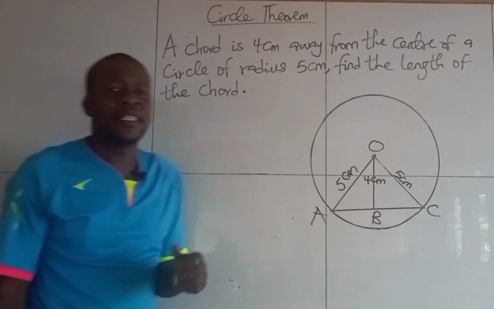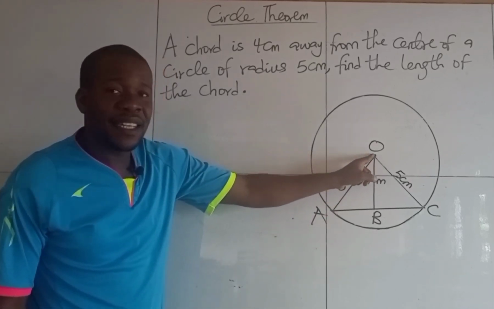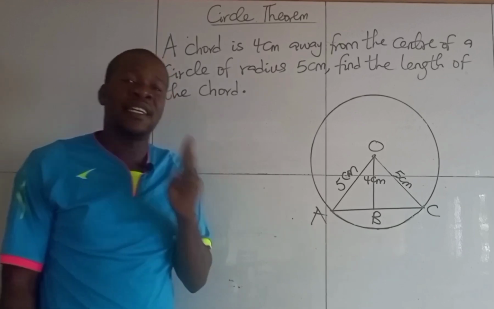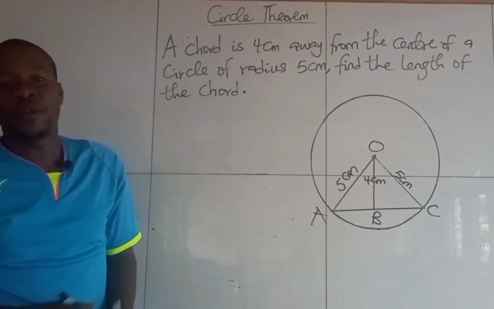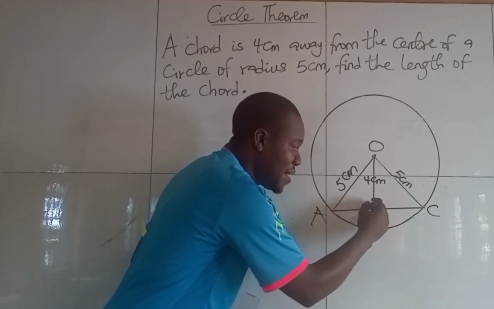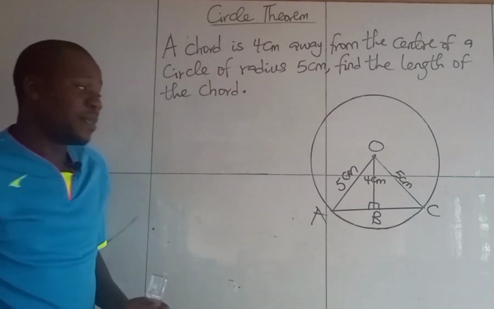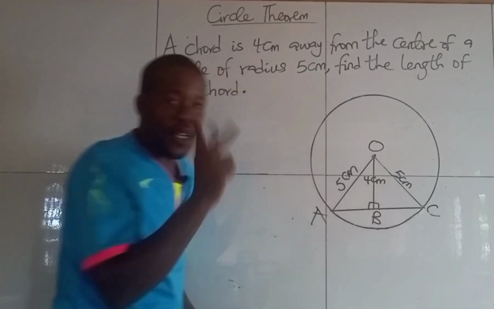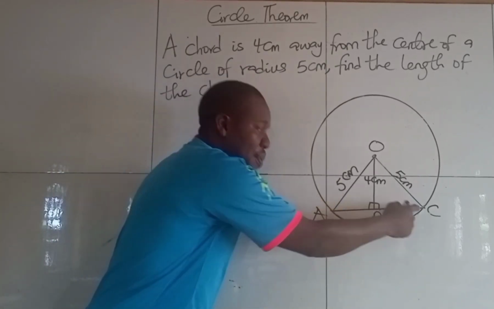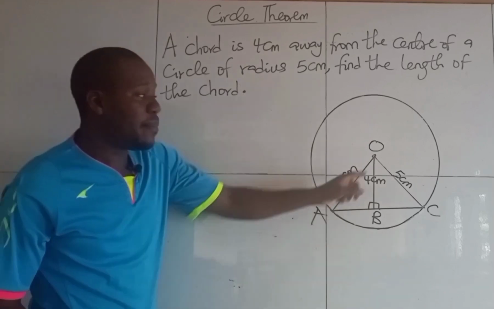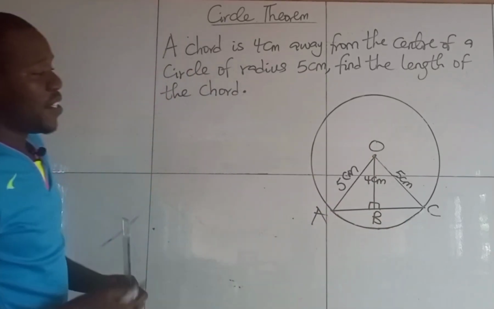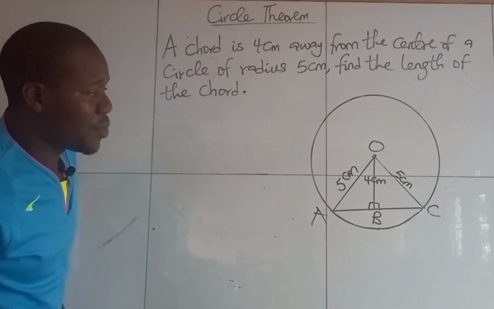But notice something. There is a line from the center of the circle to the chord. And we discussed in our previous lesson that the line must do two things. Number one, it must be perpendicular, which means it must form an angle of 90 degrees here. And then number two, it must divide this chord into 2 equal parts, which means from A to B is the same as from B to C. So a perpendicular bisector of a chord must pass through the center of the circle. So we've done that and we've been able to achieve that.